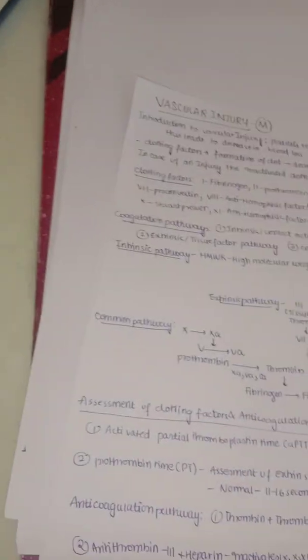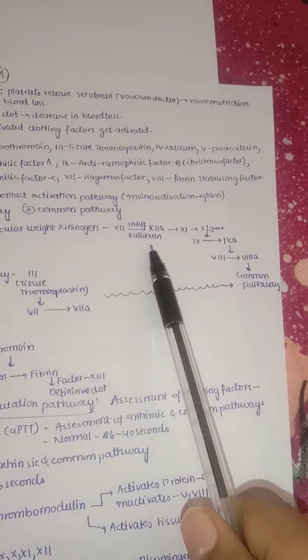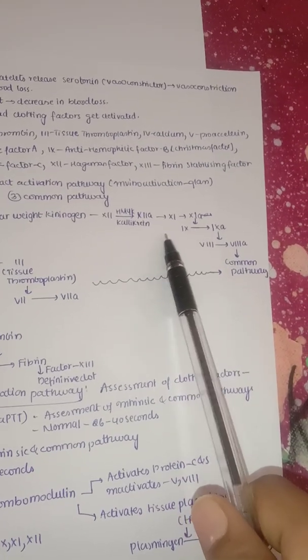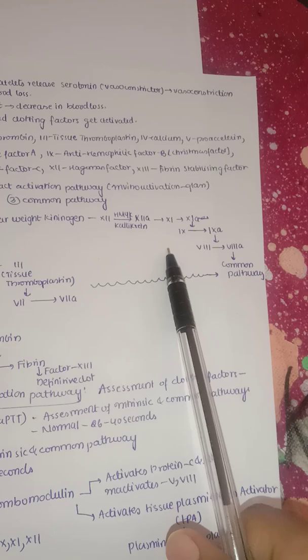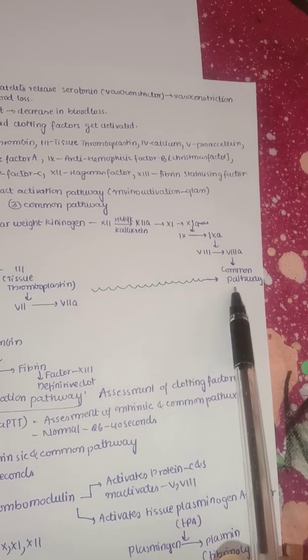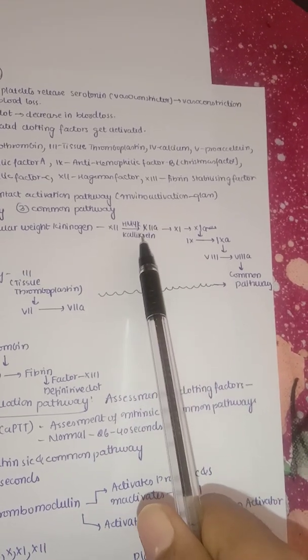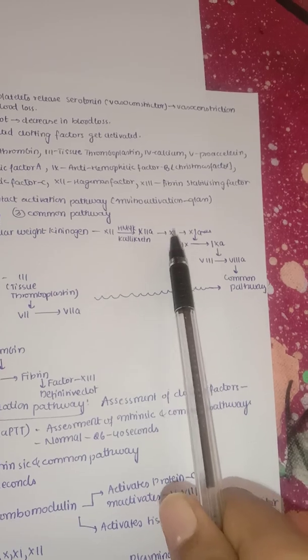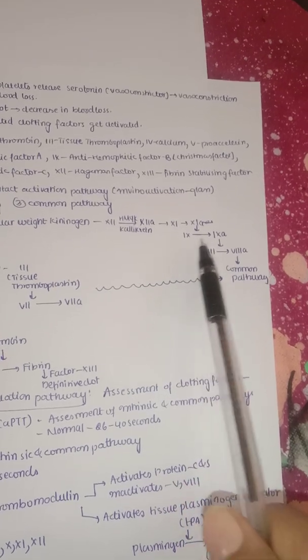So this is about the intrinsic pathway. In the intrinsic pathway, factor 12 activates 11, which activates 9, which activates 8, and 8 activates the common pathway. So we need to remember the order: 12, 11, 9 and 8. Later it enters the common pathway. We'll discuss what that common pathway is also.